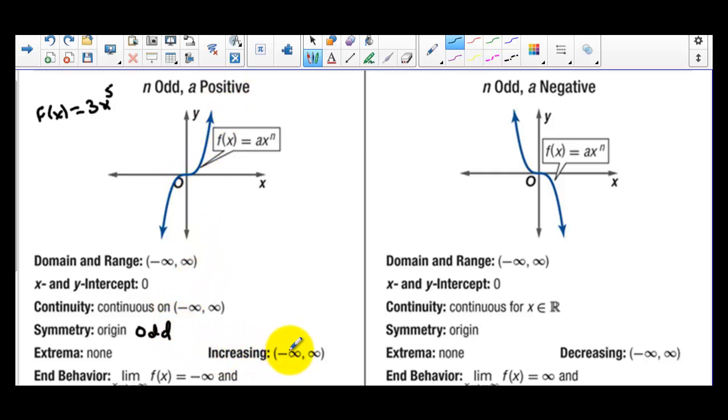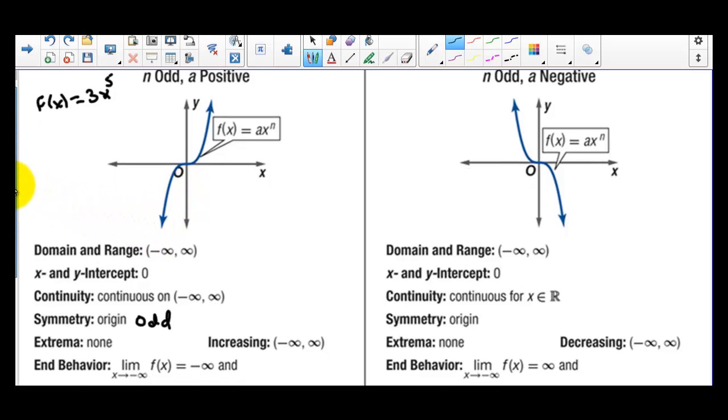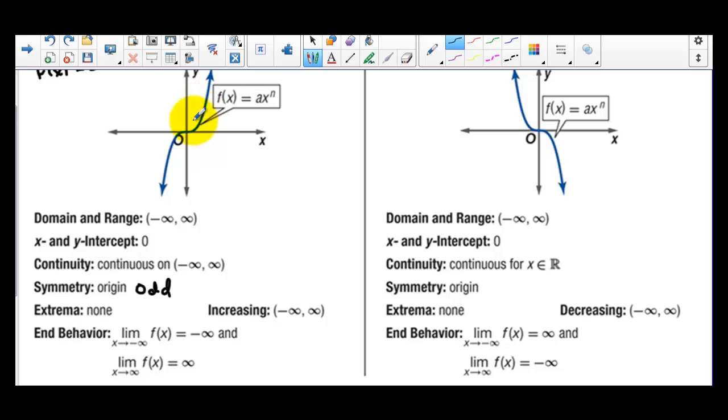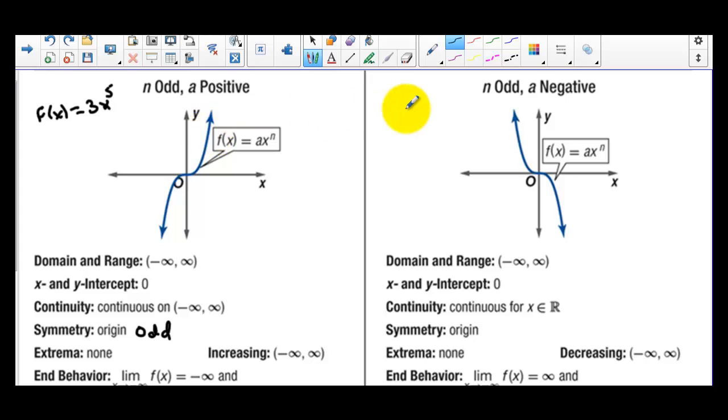The function is increasing on negative infinity to infinity. As we go left to right, the function increases the entire time. This function does not decrease. The end behavior is the limit as x approaches positive infinity is infinity, and the limit as x approaches negative infinity is negative infinity. Now, if you make the function negative, all of this is turned upside down.